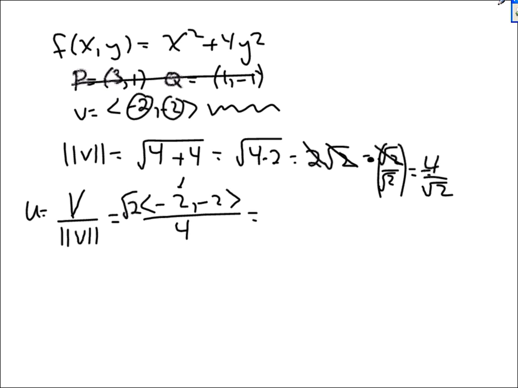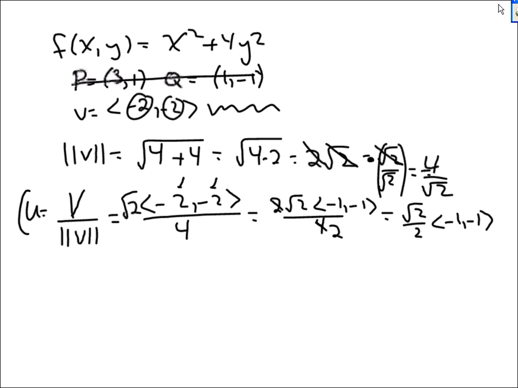And I can factor out, say, a 2. So I get 2 square root of 2's times negative 1, divide by 4, that becomes 2. So it's the square root of 2 over 2 times negative 1. I can factor out the negative sign. Okay, so I have my unit vector in the direction of P to Q. Point P, go in the direction of Q. So you're going from P to Q. And this vector would do that.